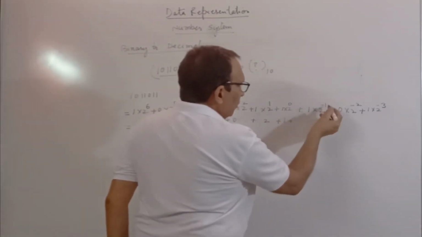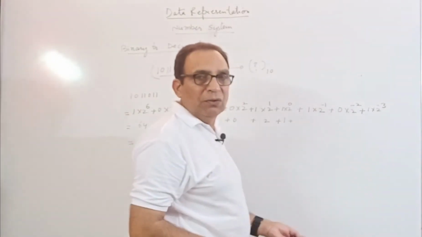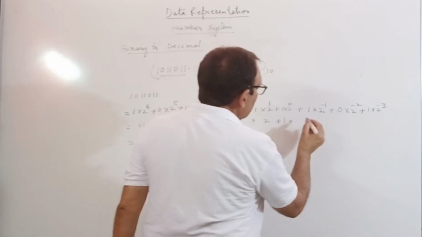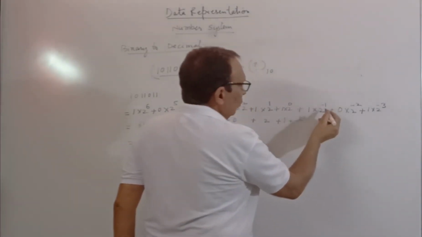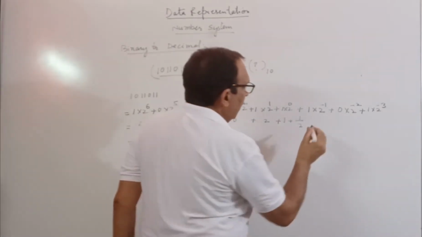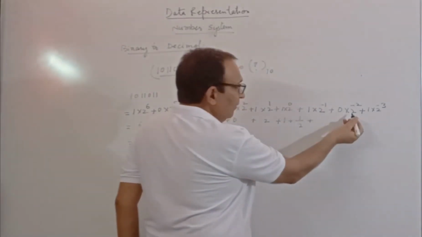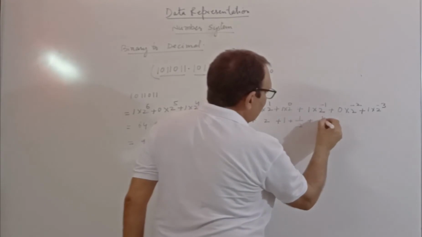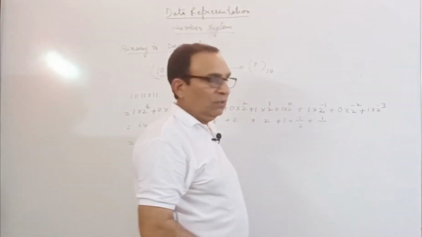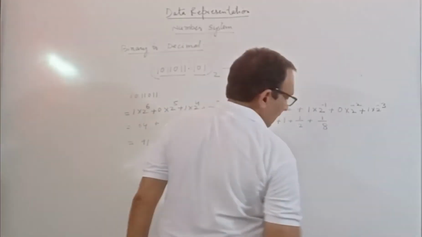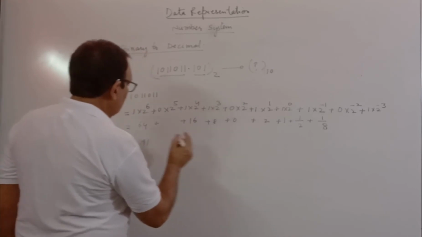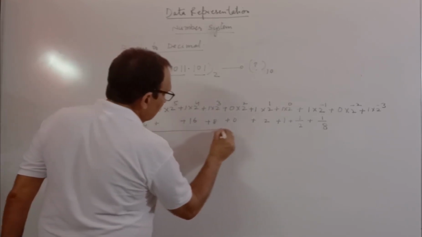It is 2 raised to the power minus 1. You take it to the denominator side and this will become 2 raised to the power 1, and 2 raised to the power 1 is how much? 2. And here it is 1 over 2 raised to the power 3, and 2 raised to the power 3 is equal to 8. Let us calculate these all together from here to here.